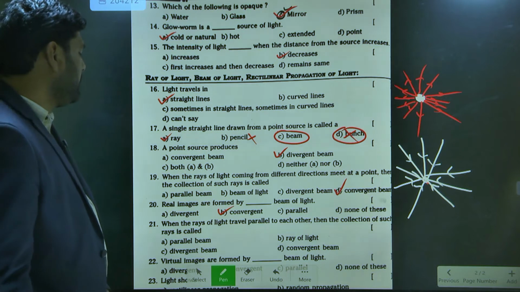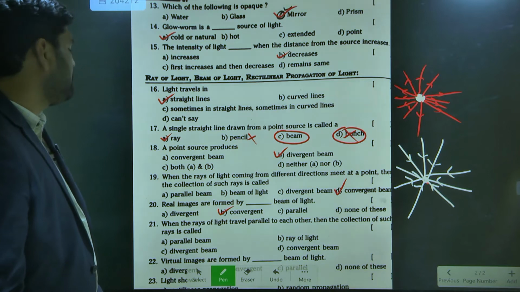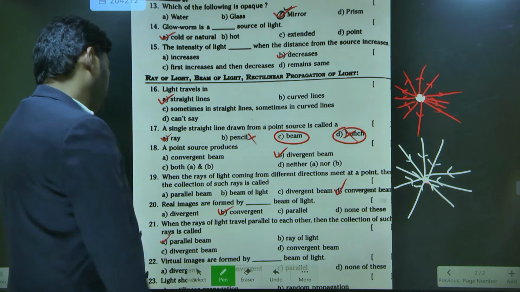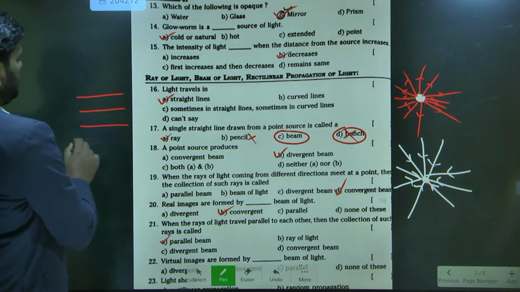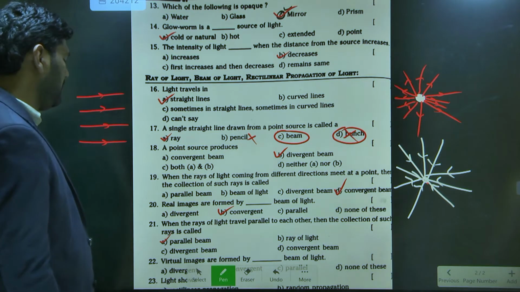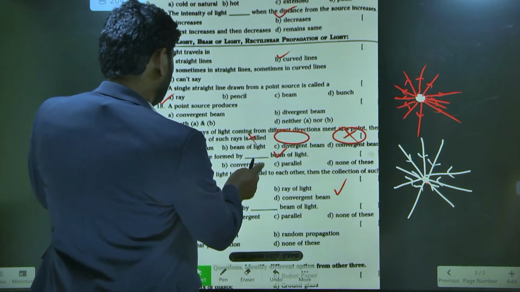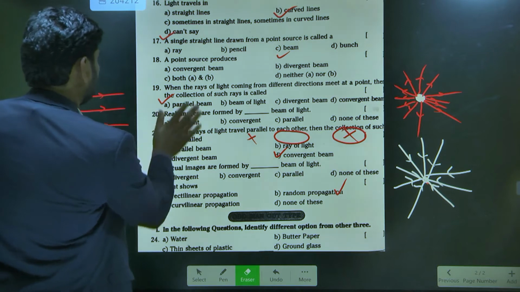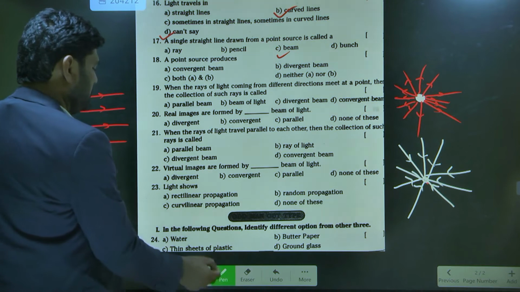Next one: when the rays of light travel parallel to each other, the collection of such rays is called surely a parallel beam. Means this kind of light rays. These light rays are moving parallel to each other, so they are called a parallel beam. Next one, see this next one.